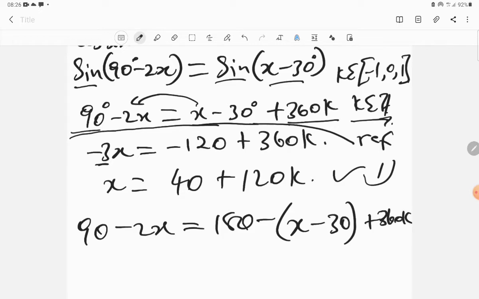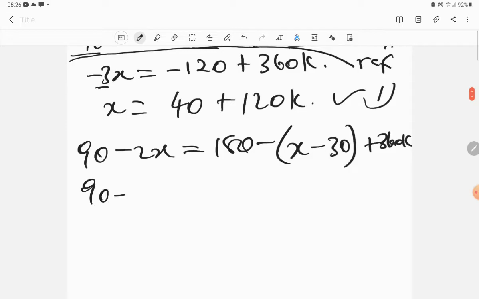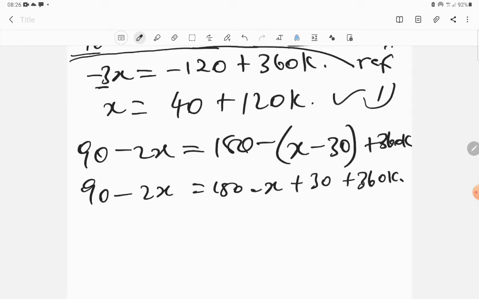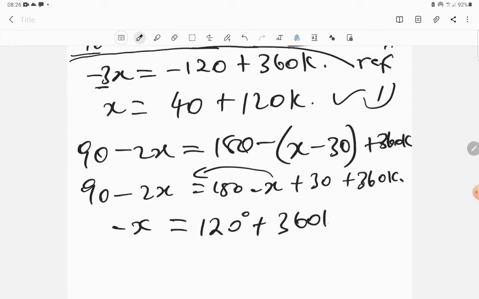Now we are going to be solving the value of x here. So let's just first find a way to clear up the right hand side. Then we have 180, then minus x, then plus 30, then plus 360k. Now, how do we then collect the like terms? When you take this negative x to that side, you'll just have negative x. Then on the other side, we have 180 plus 30 minus 90. Then that is going to be just your negative 120. This is just going to be 120, not negative. So you have plus 360k.